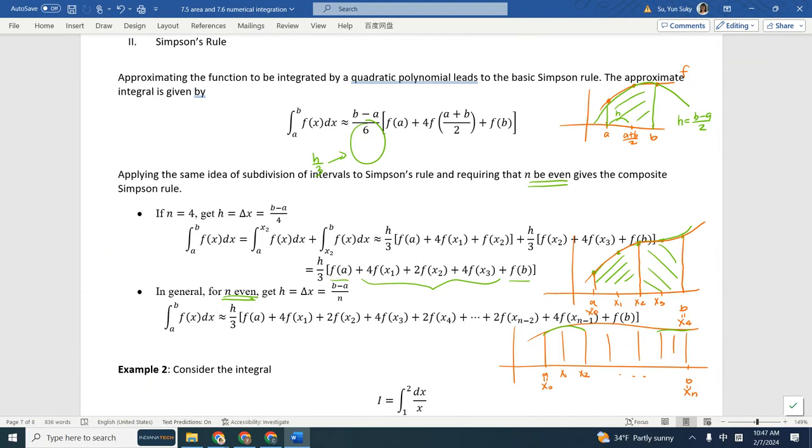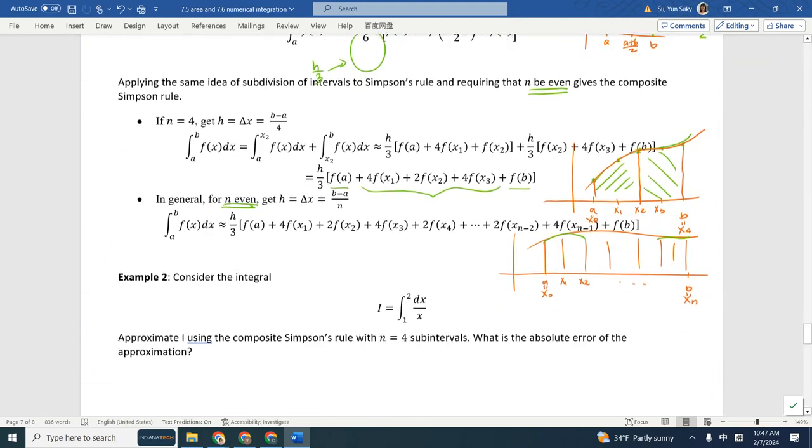The way I remember it is the trapezoid method is h/2, because you need 2 points to fix a line. And for the Simpson's method, you need 3 points to fix a quadratic function, so it's h/3. Then the left endpoint and right endpoint get 1 copy, and the interior points get 4, 2, 4, 2, 4. It starts with 4 and ends with 4. Is that clear, everybody? Yes. So that is the Simpson's method.